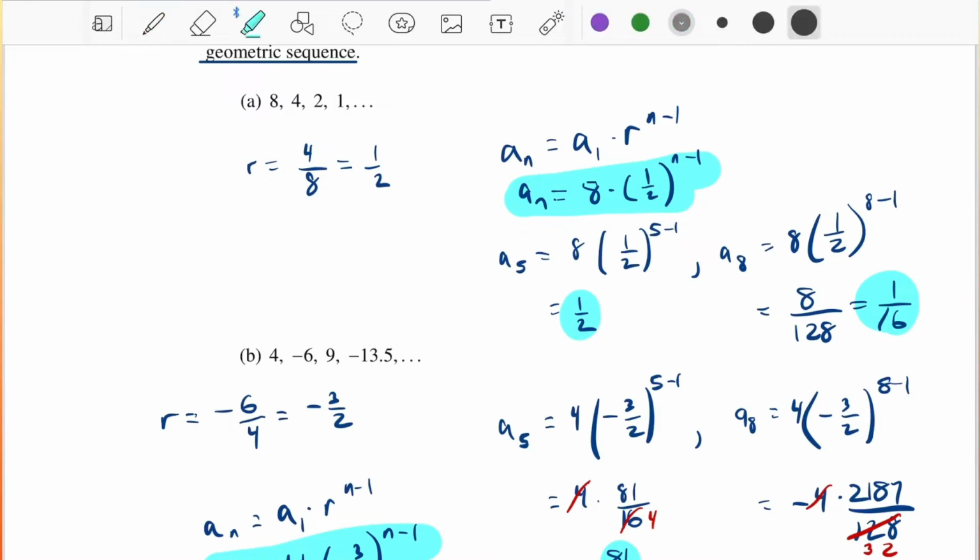You want to leave your answer in fraction form. Actually, because the problem has decimals, you could write that as a decimal if you prefer. So either one would be correct.